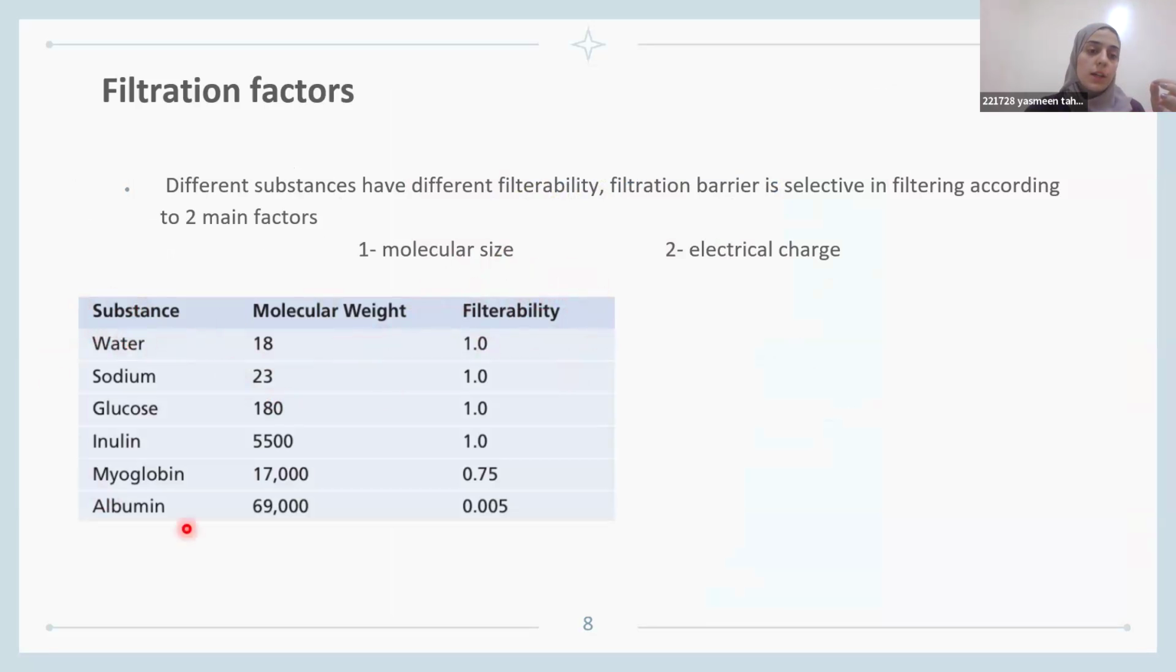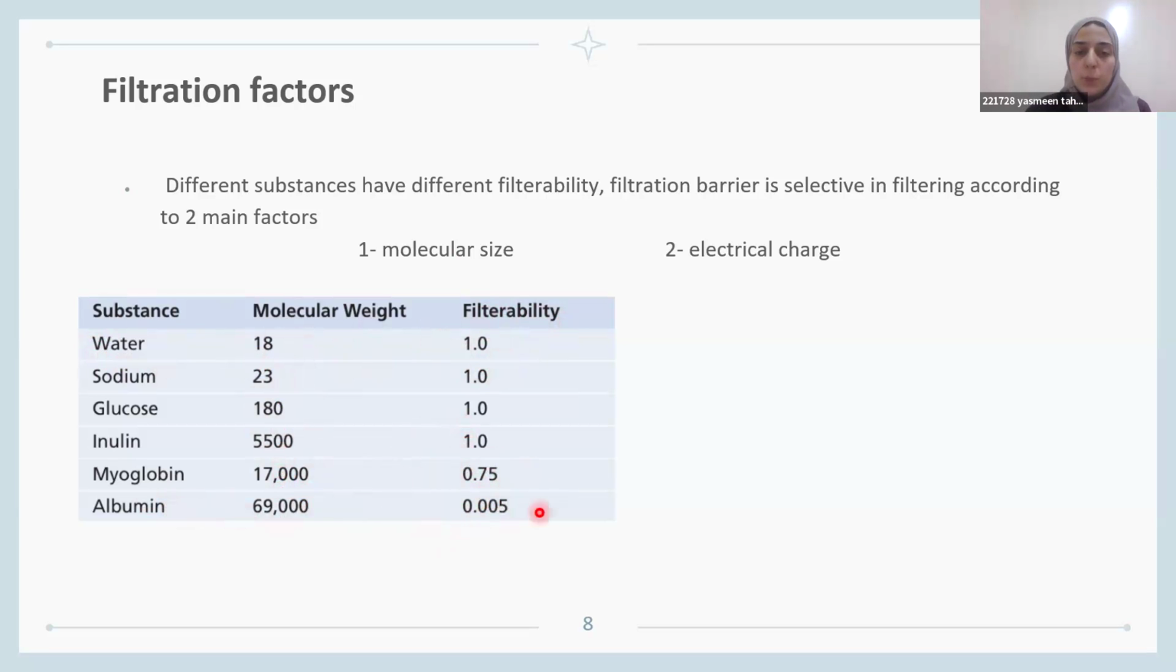So here we have this table. Water is kind of like the standard molecule. It's easily filterable, what we call freely filterable, and it has a filterability of 1. It's the standard that we compare to. As you can see in this table, as we go higher in molecular weight, some molecules like myoglobin have less filterability, and albumin is a protein which is approaching 0 filterability.